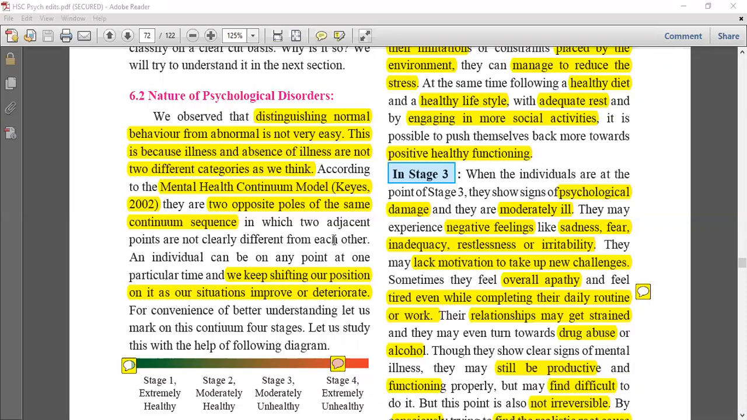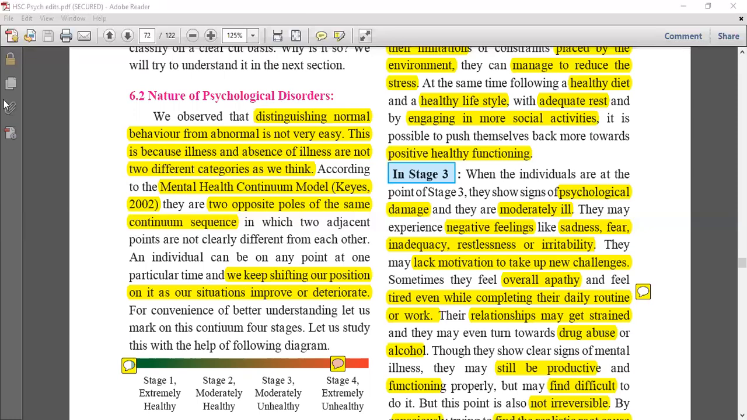This is because illness and absence of illness are not clearly two different categories as we think. It's a continuum. Continuum means that it doesn't have poles, like this is one extreme pole and this is the other. It's like north and south. From Mumbai, say, Delhi is north. For Delhi, Mumbai is south. In the same way, for Chennai, Mumbai is north. So you can't clearly say that from this part onwards it is south and from this part onwards it is north. Maybe for Kerala, even Goa is north, right? So we can't clearly distinguish what is illness and what is not illness. That is why it's a continuum.